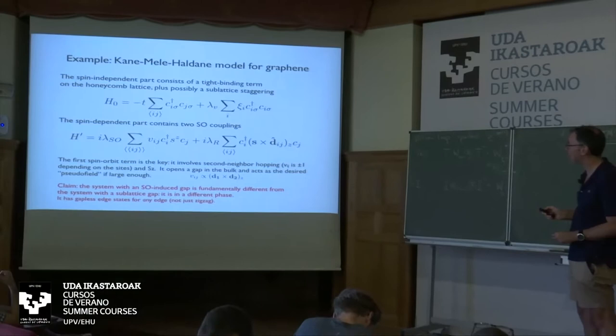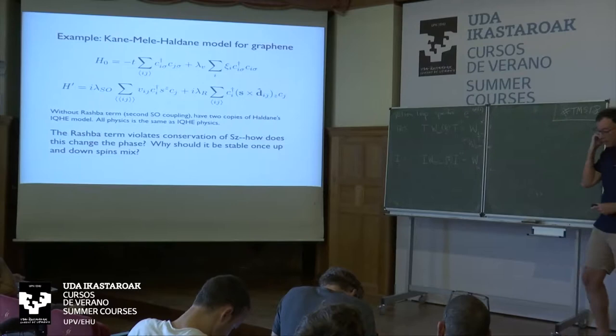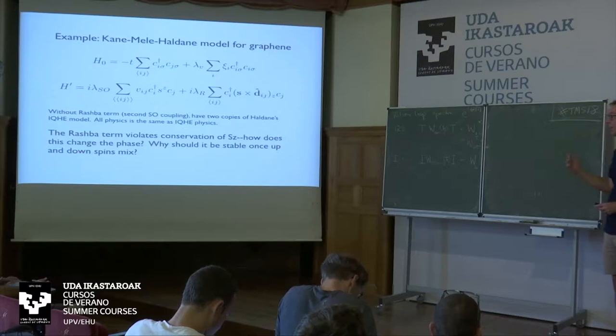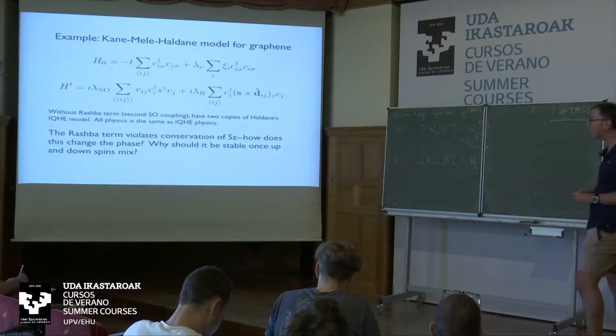So just to explain the claim, even once I violate spin conservation, once there's no component of spin that commutes with the Hamiltonian, time reversal is still a good symmetry, and that gives me a new kind of protection. And I'll draw some pictures to illustrate how it's different from the protection in the quantum Hall effect.